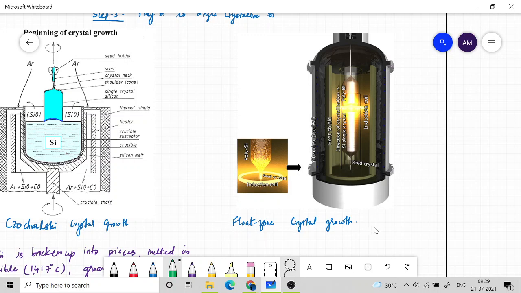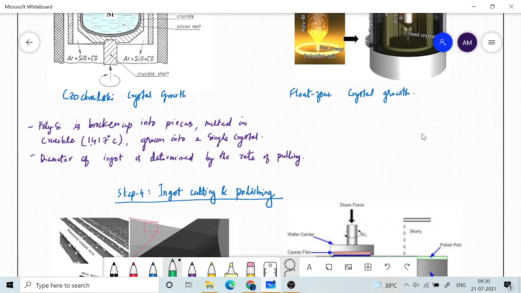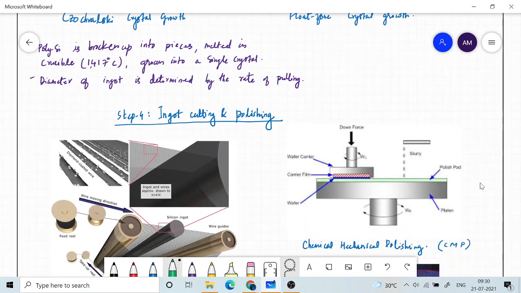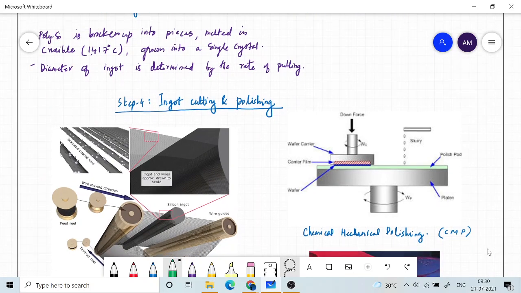Now, any crystal that you make will have some kind of defects. Though we say it is single crystalline, various kinds of defects can happen, which we can discuss if there is time today after my basic presentation. Okay, so we get the ingot.